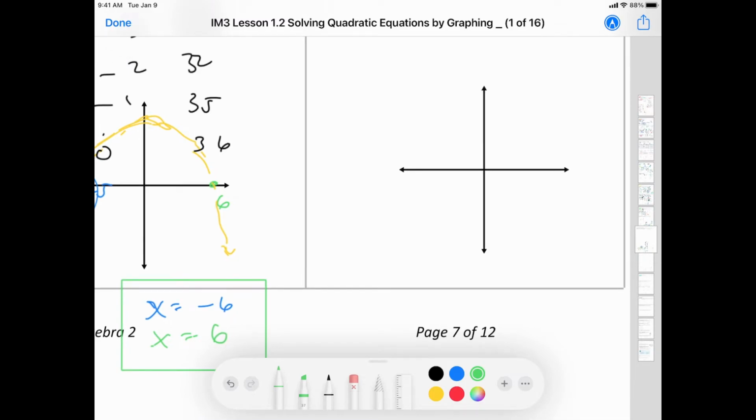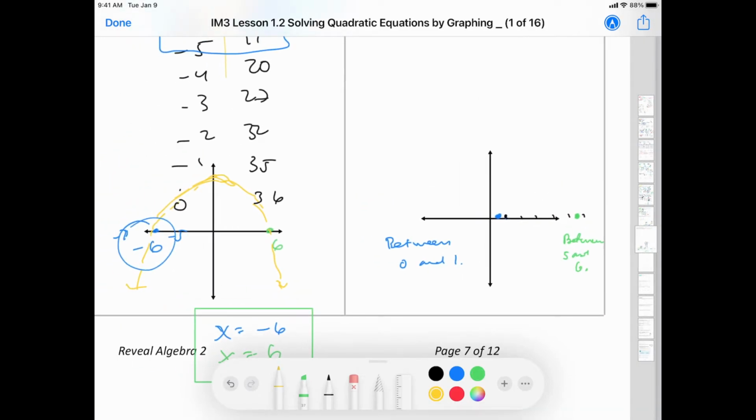Okay, so number 20, this one was between 0 and 1, and that's referring to the x values. And this one is between 5 and 6. 1, 2, 3, 4, 5, 6. It's right here between 5 and 6. Okay, so table of values.